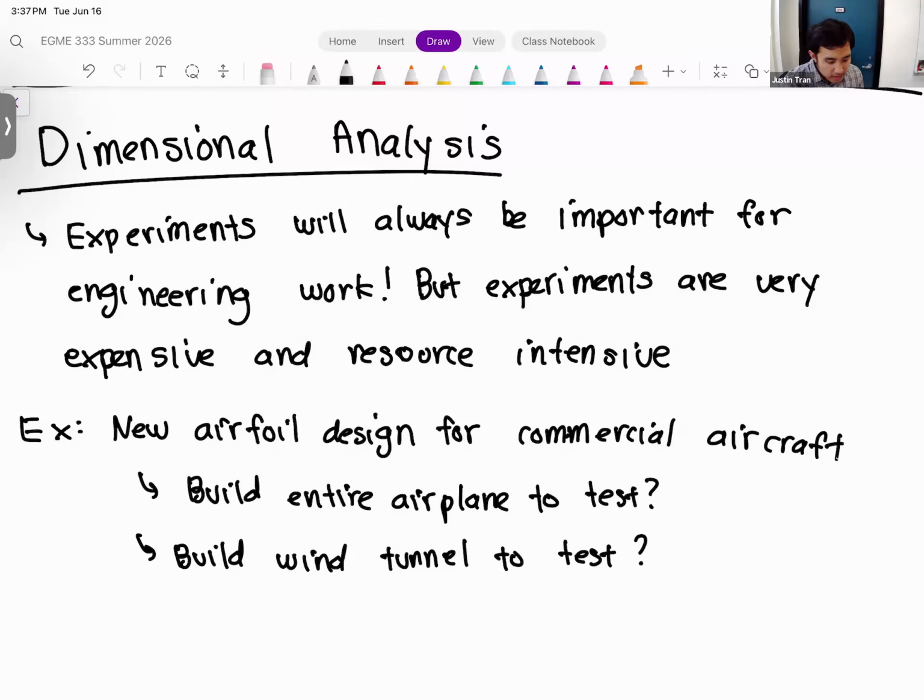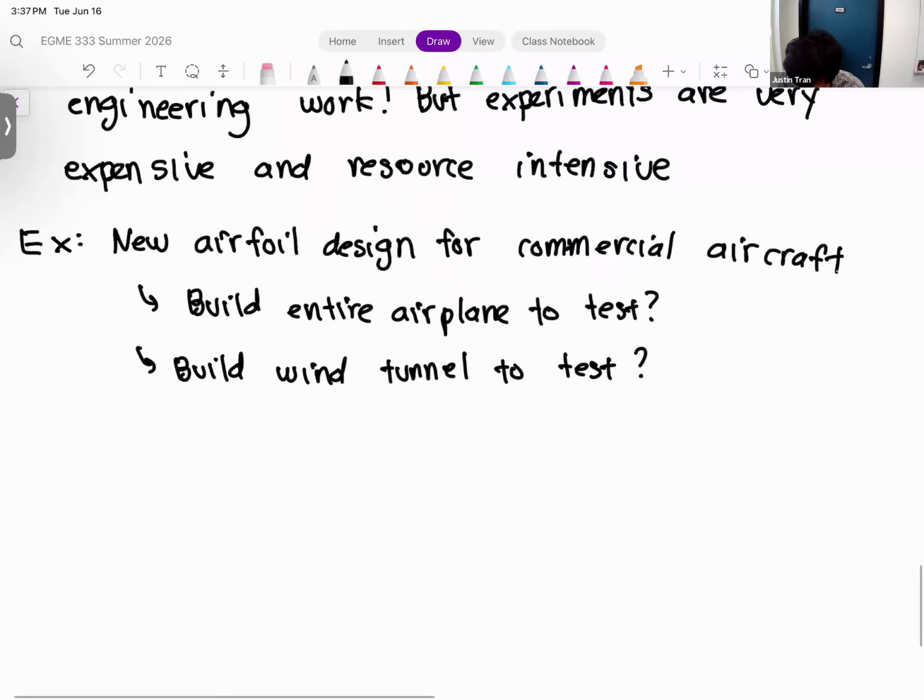So the whole idea of dimensional analysis is to think, maybe there's a better way to do this. Maybe there's a better way that we can design our experiments so that we don't have to go through this entire process of building all these huge structures and facilities and using all these resources, and still get data that's useful to us.